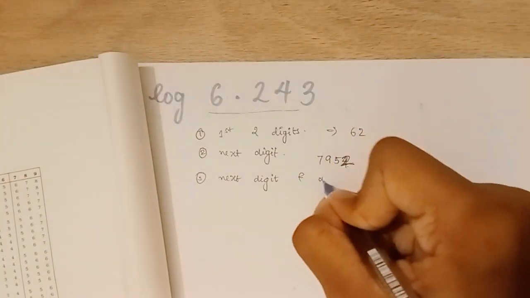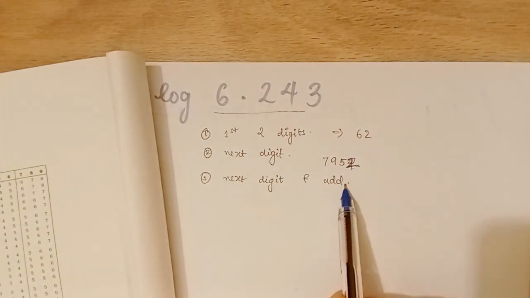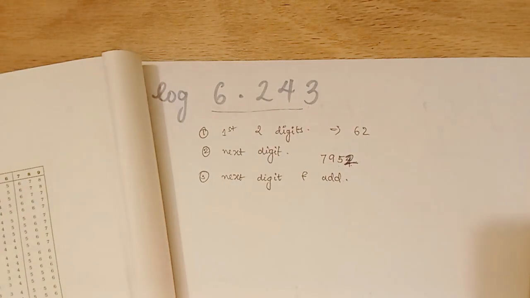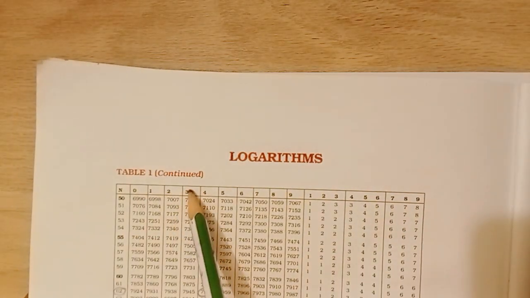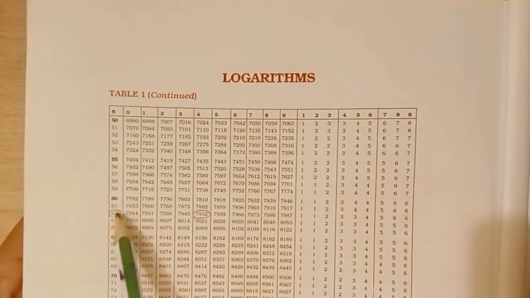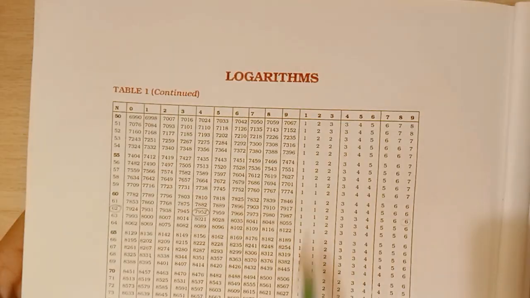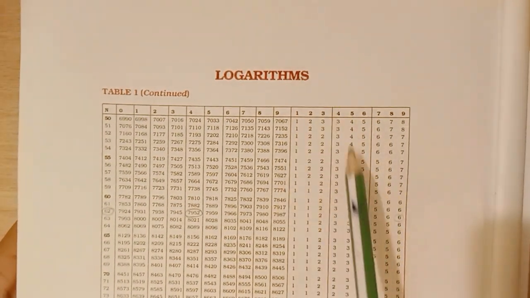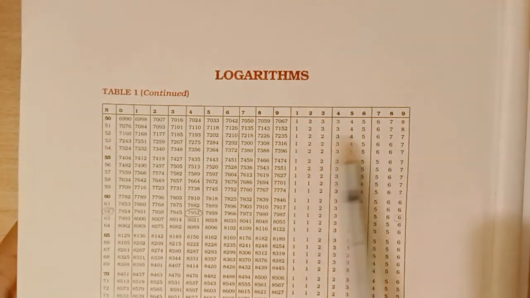Okay. Now, the third rule is take the next digit and add. So what do I mean by this? Take the next digit. What is the next digit over here? 3. Now you look for the number 3. But which 3 do you consider? This 3? No. When you look here at the right side of the logarithm table, you will find another set of numbers having spaces. This is called as a mean difference. You need to find the mean difference.